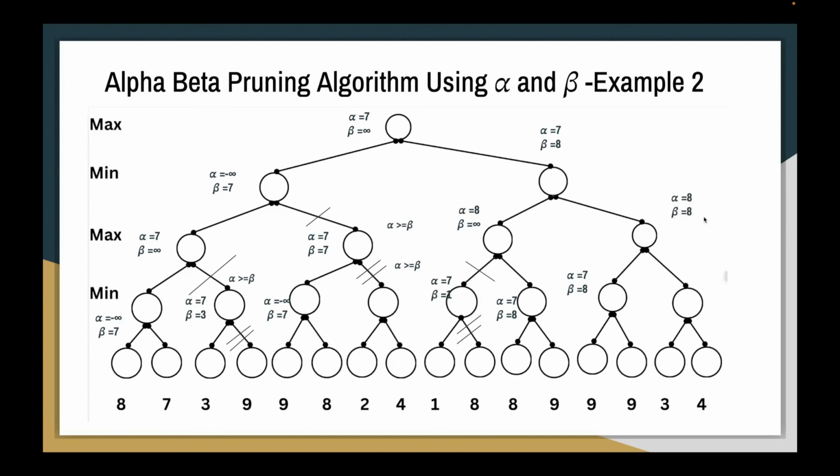Alpha is equal to 8, beta is equal to 8. Now the pruning condition occurs. Alpha is greater than or equal to beta. So if it is the same, then the next tree will not be evaluated and it will be pruned. So from this you can understand the play will go from the root node to this node, and then again the left side node, and then the right side node, and then the left side node. This is how alpha beta pruning works.